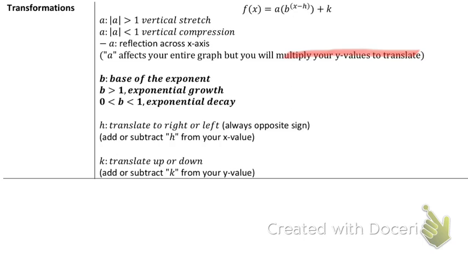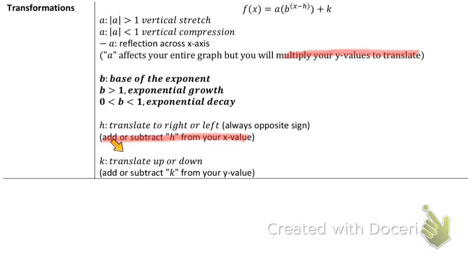Your H moves left and right. Remember, it's always the opposite direction of the sign that you have in your function. So if it's negative, you move in a positive direction. If your H up here is positive, you move in a negative direction. I'll show you what that looks like, but the most important part here is how does it affect my original points? You add or subtract your H to your X value of your original points.